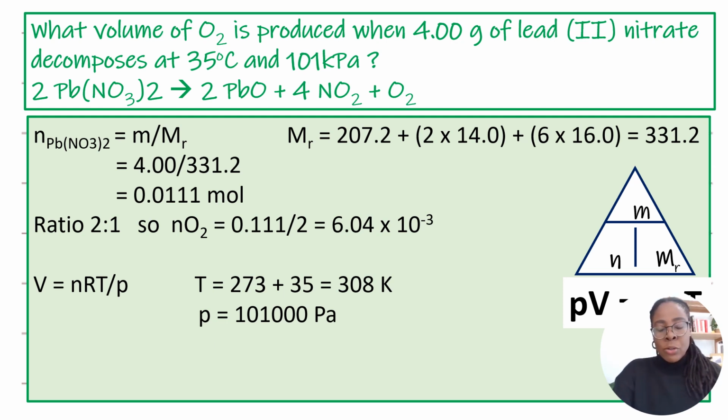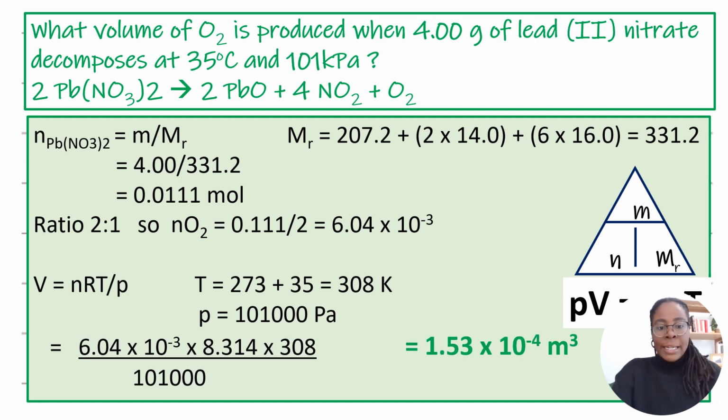N and R we don't need to convert, but we need to double check that our temperature and our pressure are both in the correct units. So temperature needs to be in Kelvin, so we'll add 273 to the temperature in degrees C. And pressure needs to be in pascals, so we'll multiply our kilopascals by 1,000. Now plugging those numbers in, we get a volume of 1.53 times 10 to the minus 4 meters cubed.